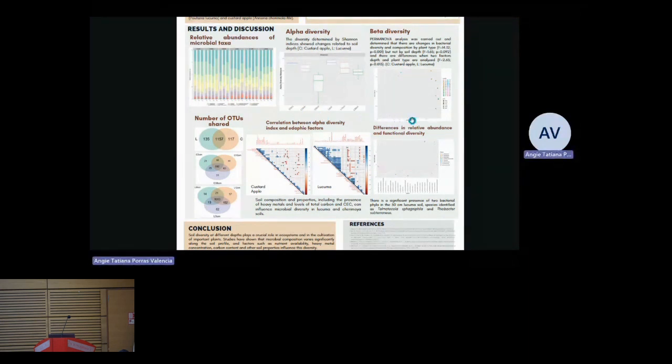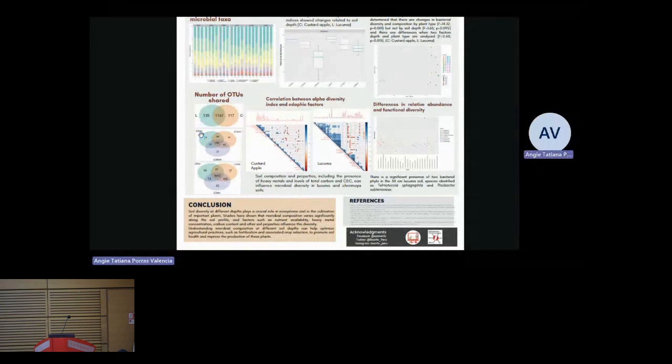The beta diversity results show the ordination of the Bray-Curtis dissimilarity matrix. It is observed that the lucuma and cherimola, or custard apple, samples have a clear separation in the principal coordinates plots, and the replicates of the samples are forming distinct clusters. PERMANOVA analysis was carried out and determined that there are changes in bacterial diversity and composition by plant type, but not by soil depth, and there are differences when the two factors, depth and plant type, are analyzed together.